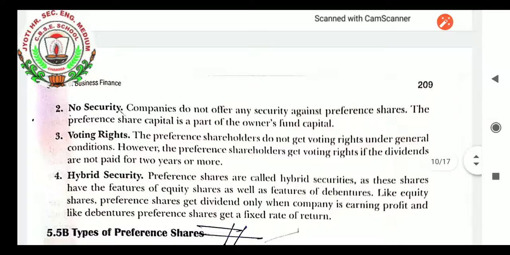Next, hybrid security. Preference shares are called hybrid securities, as these shares have the features of equity shares as well as features of debentures. Like equity shares, preference shares get dividend only when the company is earning profit, and like debentures, preference shares get a fixed rate of return. So they are considered hybrid security because they enjoy both. Like equity shares, they share the dividend, whereas like debenture holders, they get a fixed rate of return.